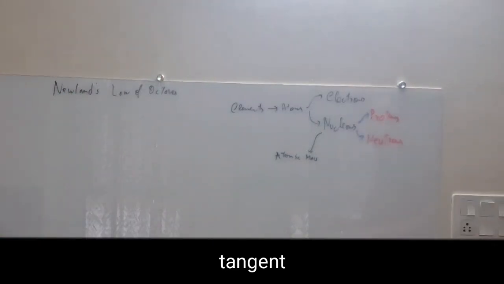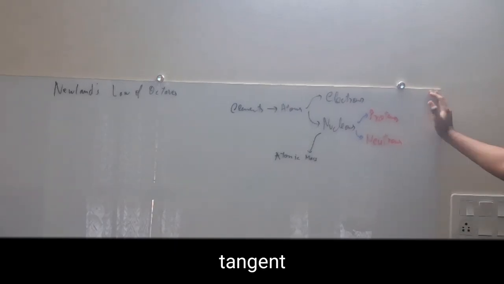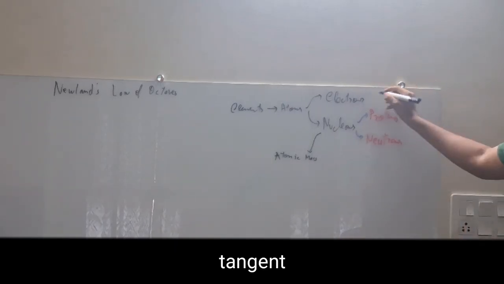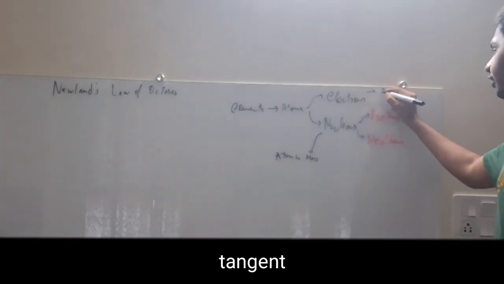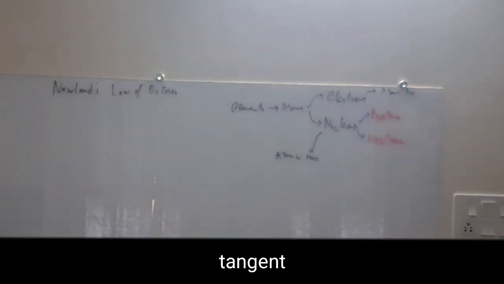Whereas if I'm studying the number of electrons in each element and I'm arranging them using the number of electrons, then I can say that I am arranging the elements on the basis of their atomic number, because atomic number is just the number of electrons or number of protons.